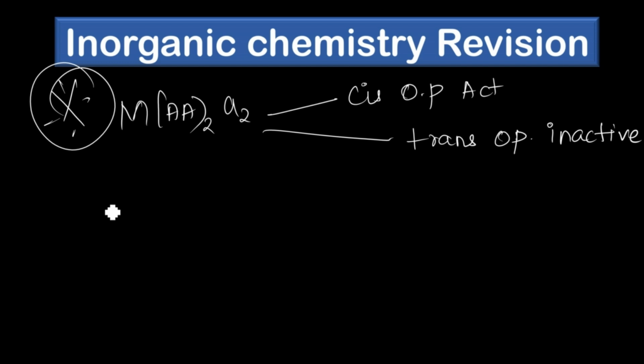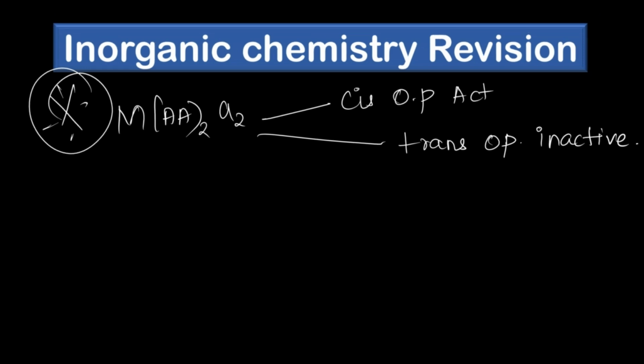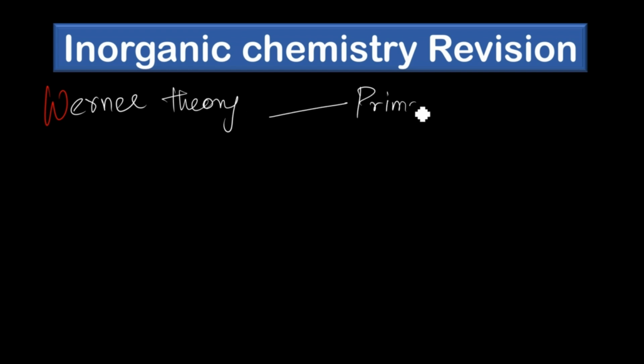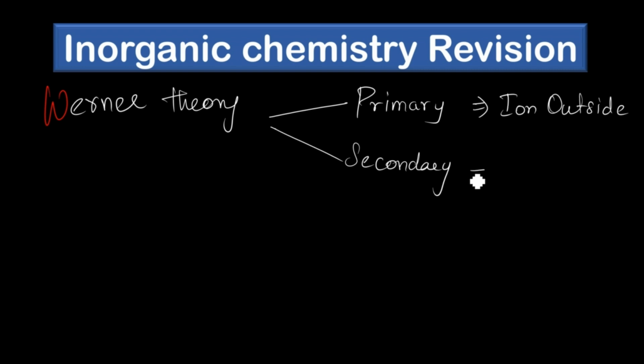Okay, cool. Then the next thing we have to look into, that is the theory part. So the first question can be asked from Werner's theory. Werner's theory, what it says, what kind of question can be asked, that's more important for now, right? There can be two types of questions. The first one is primary valency and secondary valency. I'm giving you in simple terms. Primary valency is nothing but the ions outside. It can be chlorine. I'll give you the example, ions outside. Okay, and the secondary valency, which is ligand.